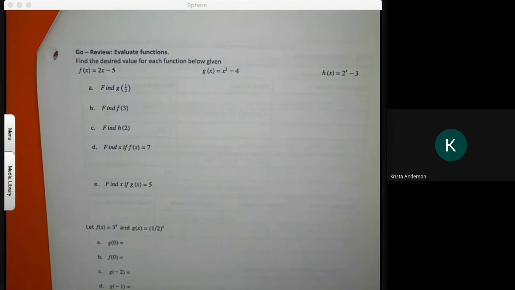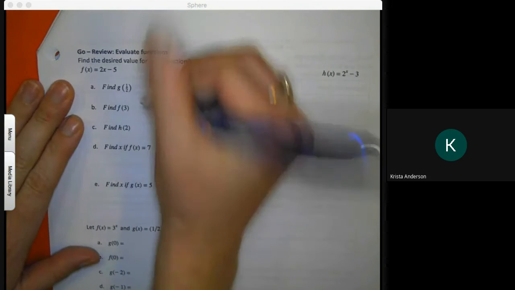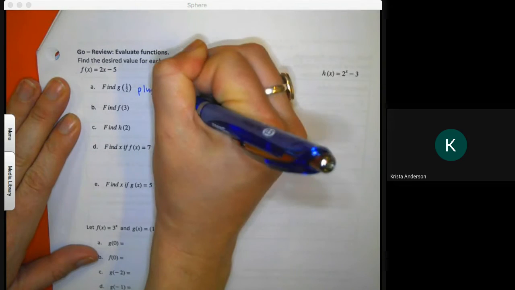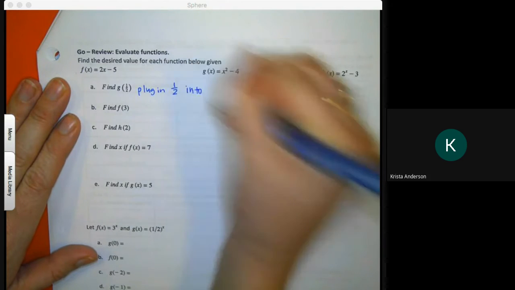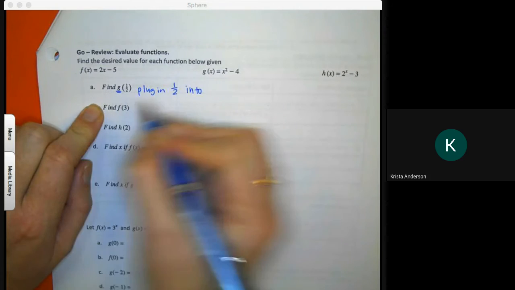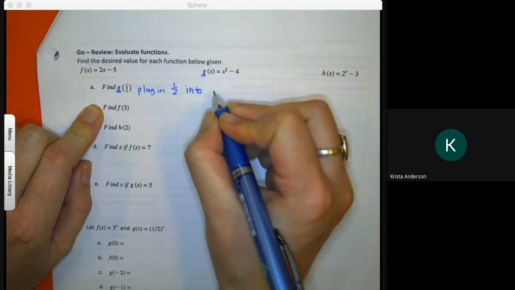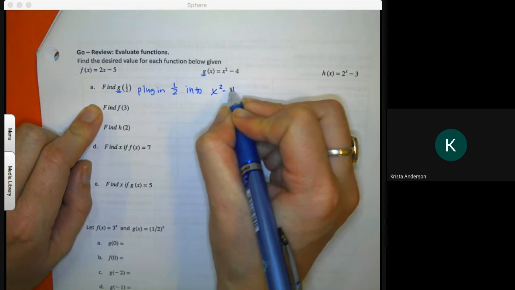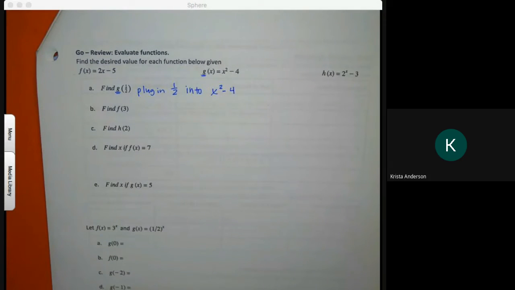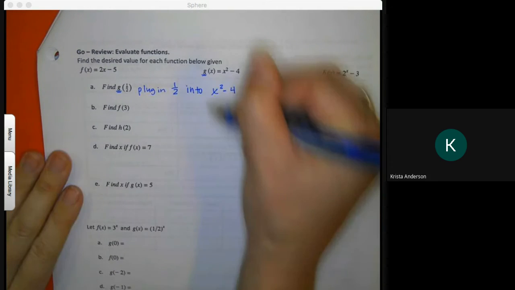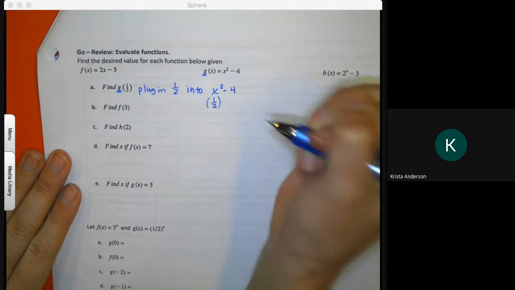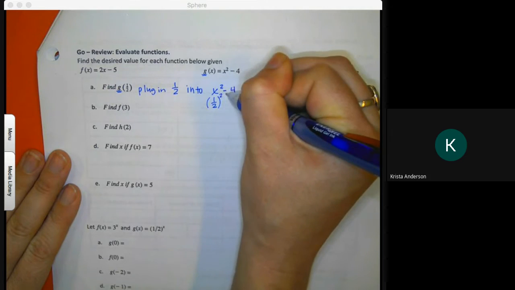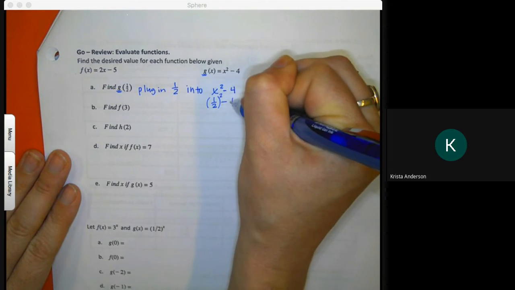For question A, I'm going to be plugging in 1/2 into, see how there's a g? I'm going to plug it into x squared minus 4. I'm going to plug in 1/2 into x squared minus 4, which means here's my x. I'm replacing it with a half. It needs to be squared. It needs to have a minus, and it needs to have a 4.